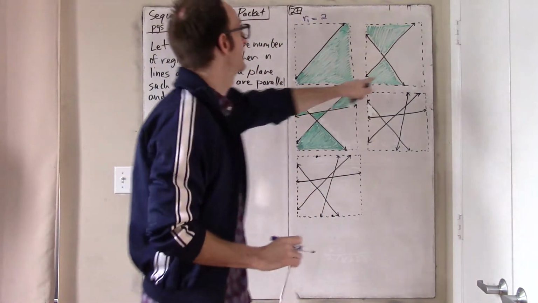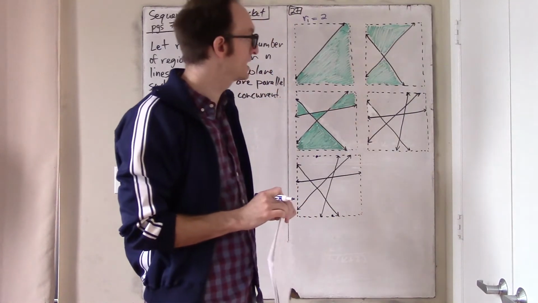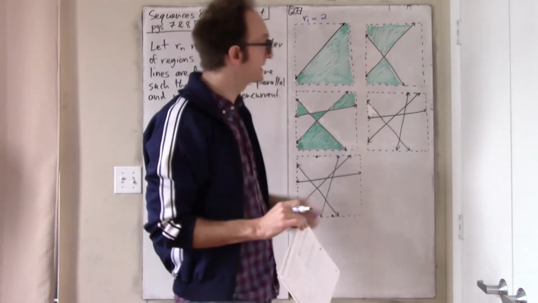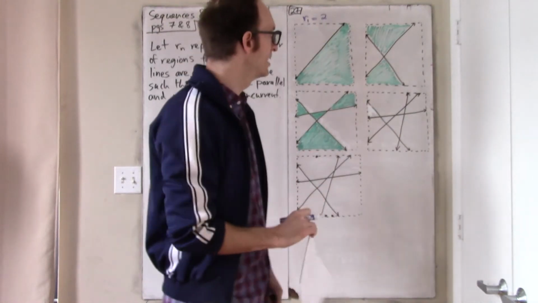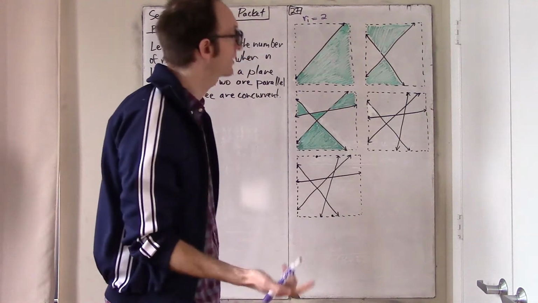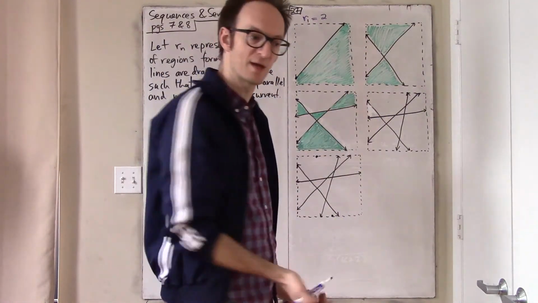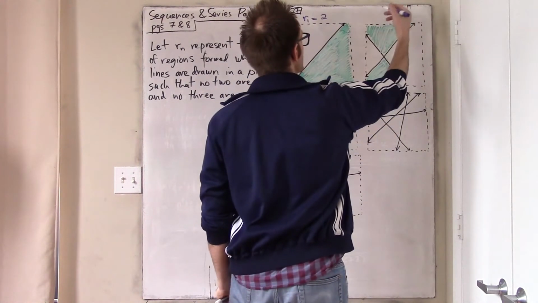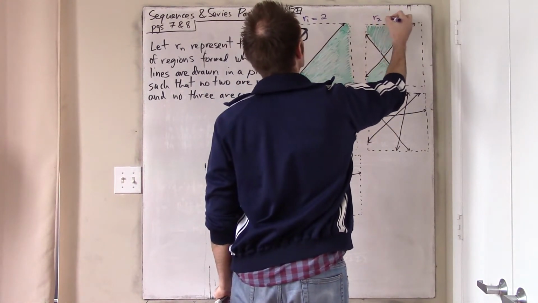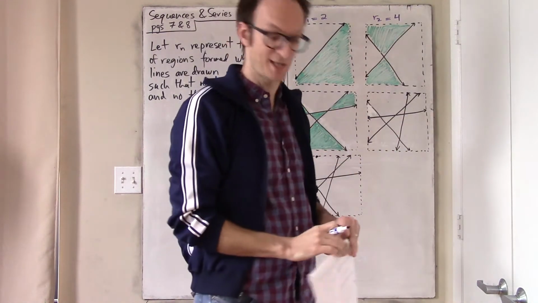So let's draw my second line in such a way that it intersects the first line. Here I think it's extremely obvious that you're going to get 4 regions. That's just like the 4 quadrants that you get from any two lines intersecting. So therefore R2 is 4.